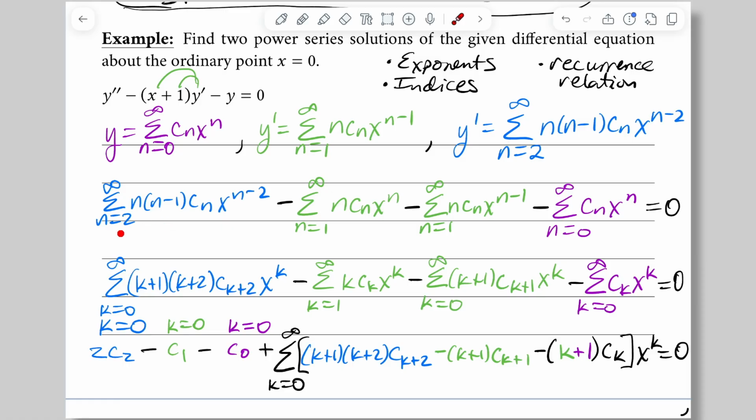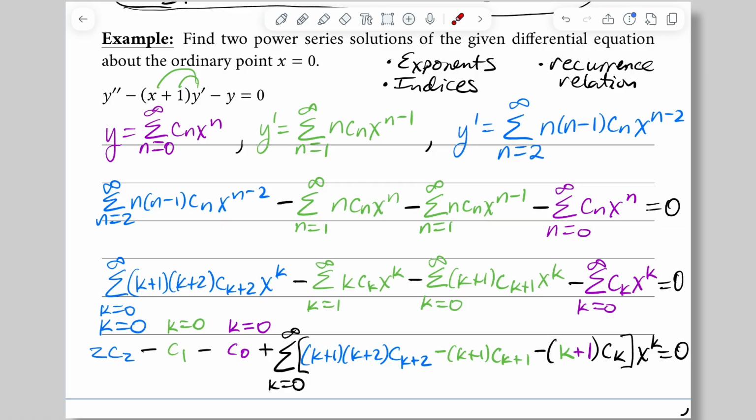For the y double prime term, we need our exponent to change from n minus 2 to k. So it looks like we're adding 2 to all of the expressions inside the sigma. So we have k plus 1, k plus 2, c sub k plus 2, x to the k, and that sigma, instead of starting at 2, starts at k equals 0. For the first y prime term, we already had x to the n. We just changed n to k, and everything else stays the same.